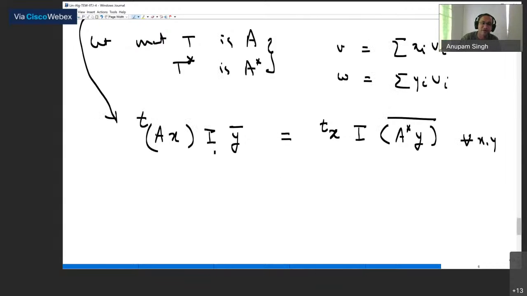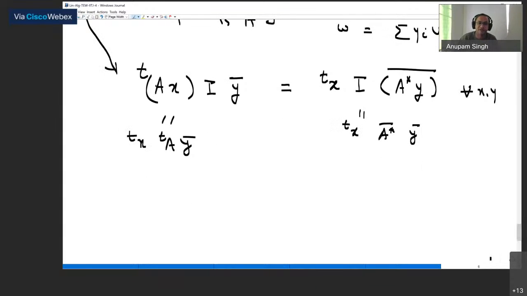Now again, I had given an exercise. Let's just rewrite this. This is X transpose, A transpose, Y bar. This is simply X transpose, A star bar, Y bar. I had given this exercise that if something is happening for all X, Y, then the matrices between them are the same. So this tells me that A transpose is A star bar, which means that the matrix A star can be obtained from A by simply taking bar transpose.